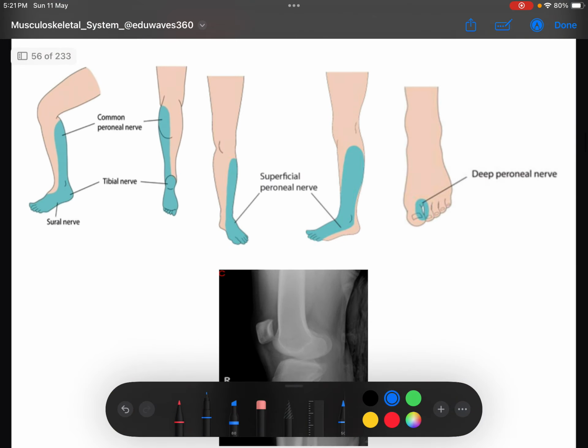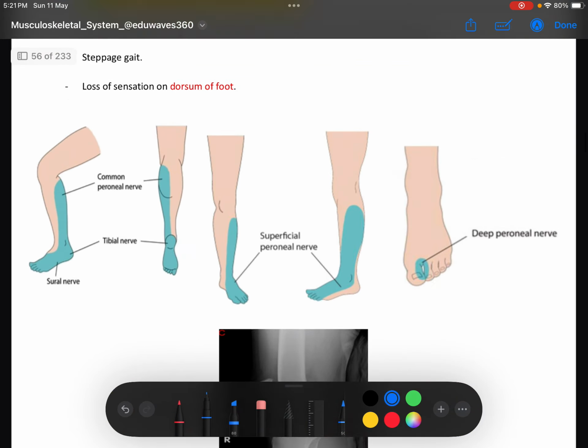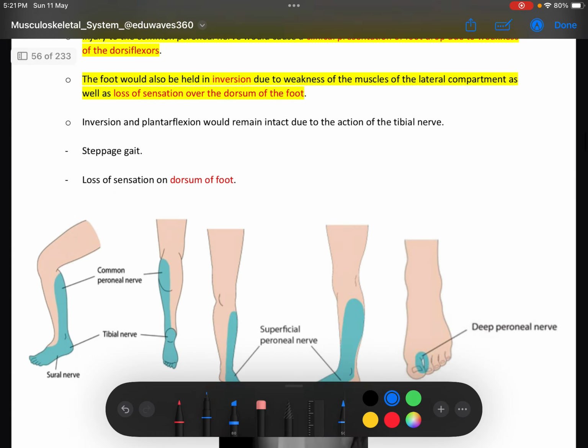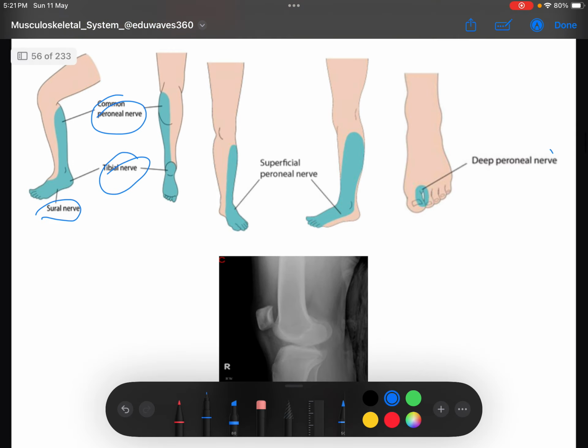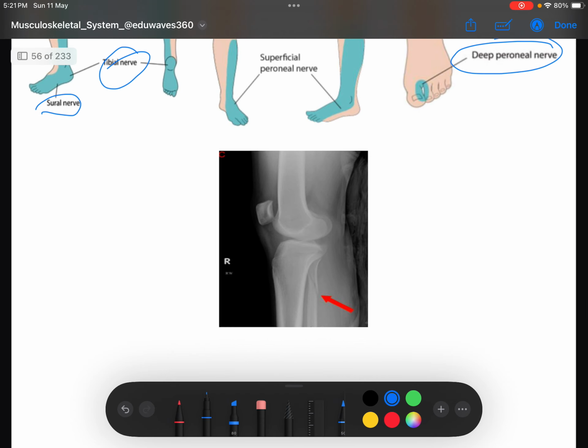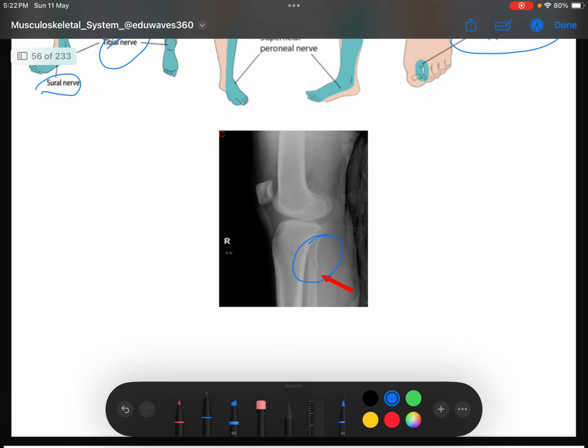Okay, you can see here this is the sural nerve and tibial nerve and common peroneal nerve. This is the dorsum of the foot, and this is the deep peroneal nerve sensory area. Here if any patient gets a fibular neck fracture, that patient is very prone to get foot drop and common peroneal nerve injury. Okay, mostly doctors will say common peroneal nerve injury, but we have to think about the deep peroneal nerve and superficial peroneal nerve based on compartments.